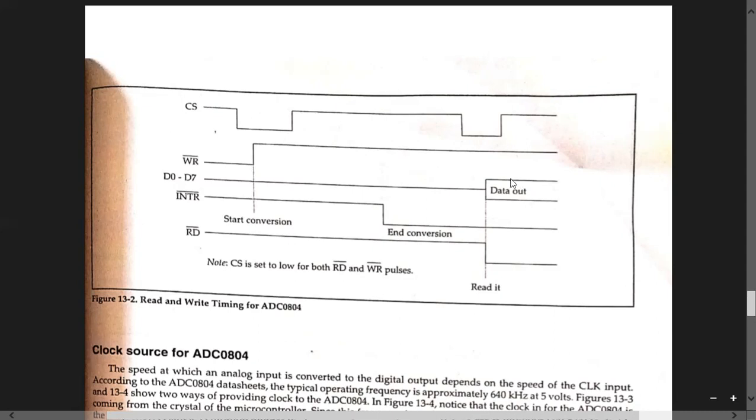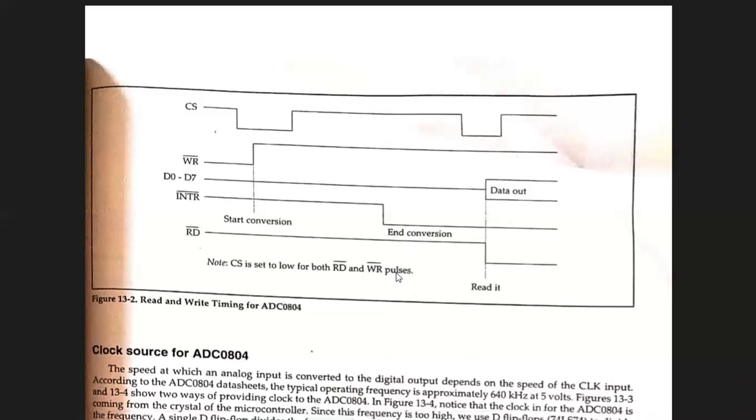So these are the steps. And for this clock source, there will be certain timing allocated. That is the reason initially we set it low, and again after a certain time it goes high. So at the end, when we are taking the output back, we need to make CS equal to 0 once again. Got it? So these are the steps for converting analog to digital data.